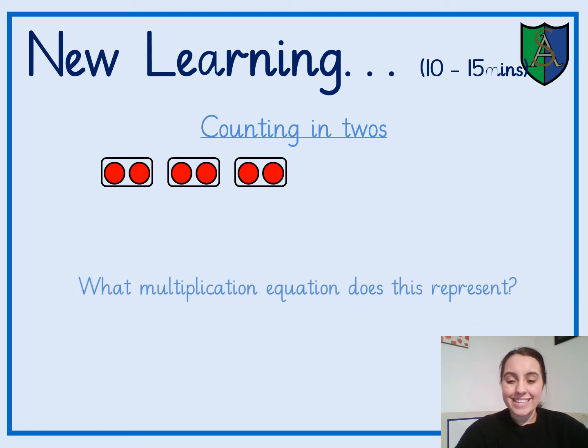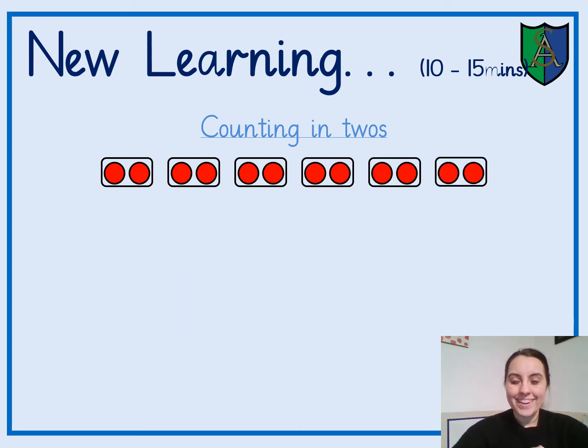Why don't you try to guess what the multiplication equations would be for this one? Here we've skipped forward. Let's think about what this would look like as a multiplication equation. Think about the amount of groups that you can see. Think about the amount of counters or red dots in each of the groups. And think about how many red dots there are altogether. This will help you to write your multiplication equations. Go ahead and pause the video and you might want to try that now.